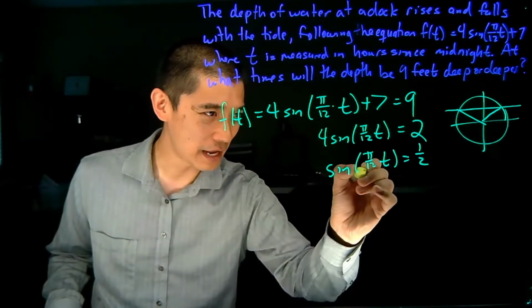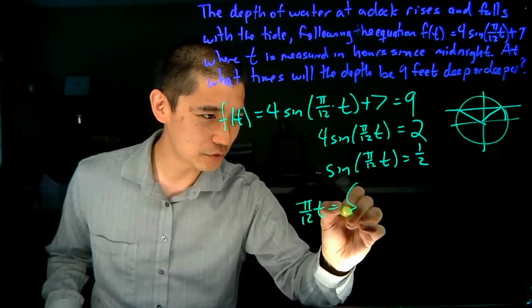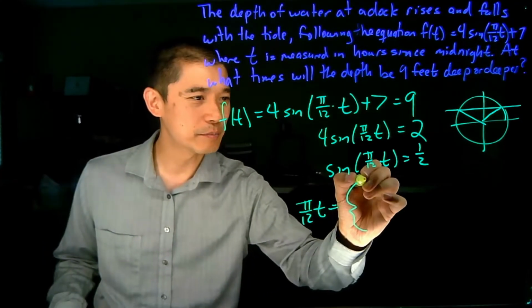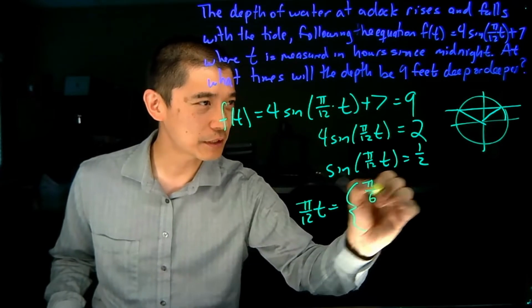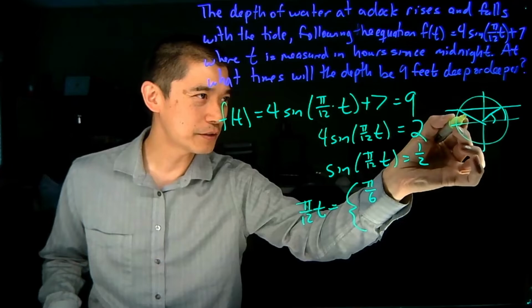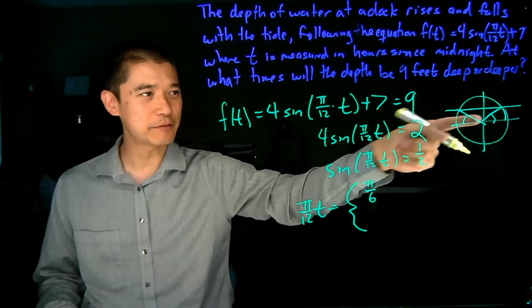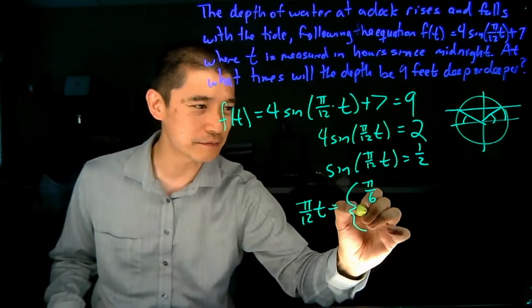So for this angle right here, π/12 t, there are two possibilities. There's going to be the π/6 possibility for this side. Using reference angles, that's going to be π/6. And since from here to here is π, and that's π/6, π minus π/6 is 5π/6.